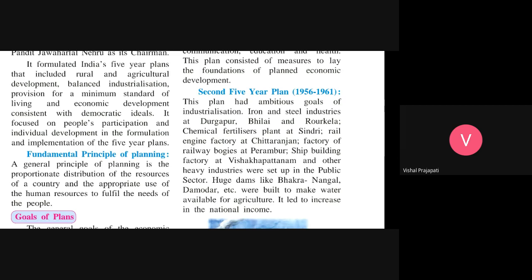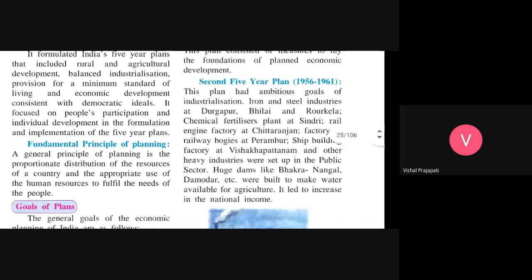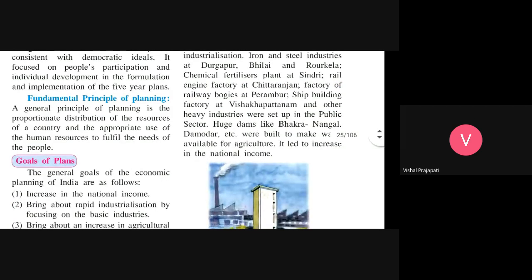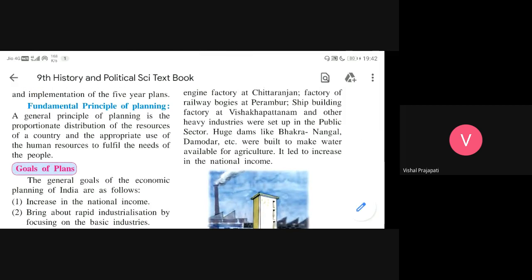Huge dams like Bhakra Nangal and Damodar are there. These were built to make water available for agriculture. I think you have gone through these names, Bhakra Nangal and Damodar. These were huge dams, built so that we can store water for agriculture and irrigate our fields through the canals, right? So it led to an increase in the national income.